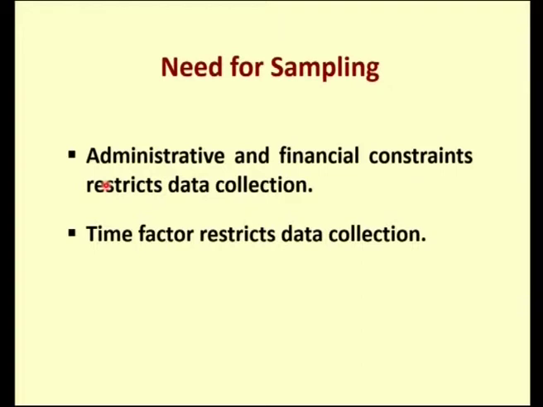So, here the population is finite, countable, but when we check the quality of the chalk pieces, that is breaking strength, in the course of inspection, at the end of the inspection all the chalk pieces will be broken. That situation is not desirable for the customer as well as the seller. So, in that case we take the help of sampling. Now, here I have two more reasons why we should go for sampling: administrative and financial constraints also restrict data collection, and the time factor restricts our data collection.